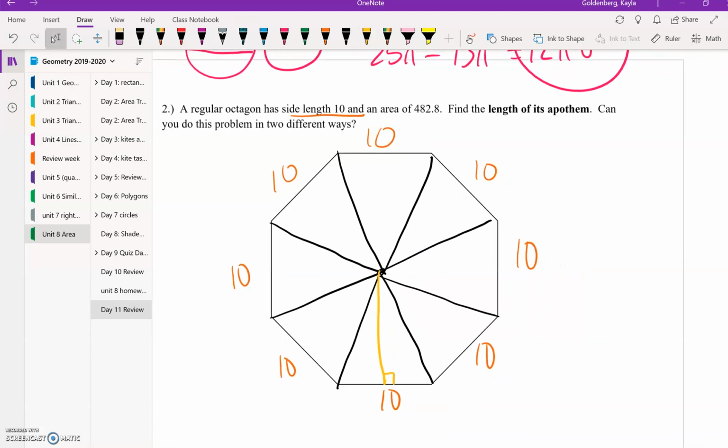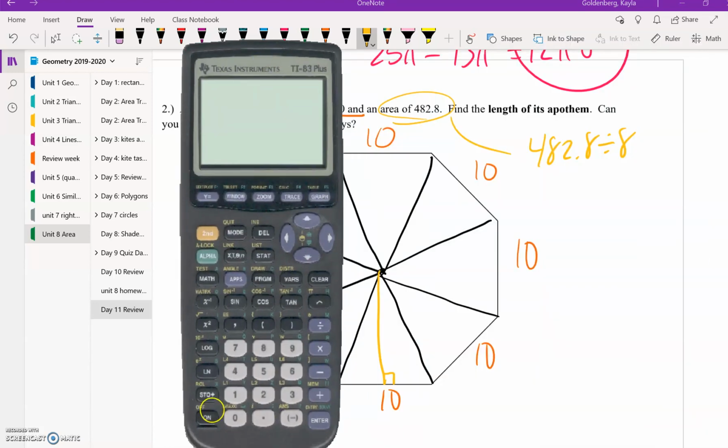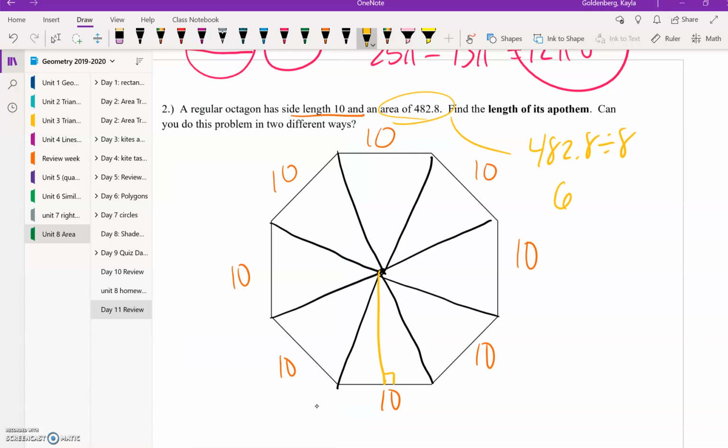So it looks like they told us what the area of the whole octagon is. So that means if I want to find the area of one of my slices, there are 8 total triangles, so I could do 482.8 divided by 8. So I'll do that over here. 482.8 divided by 8, which is 60.35 units squared. Okay, so that's the area of one of my triangles.